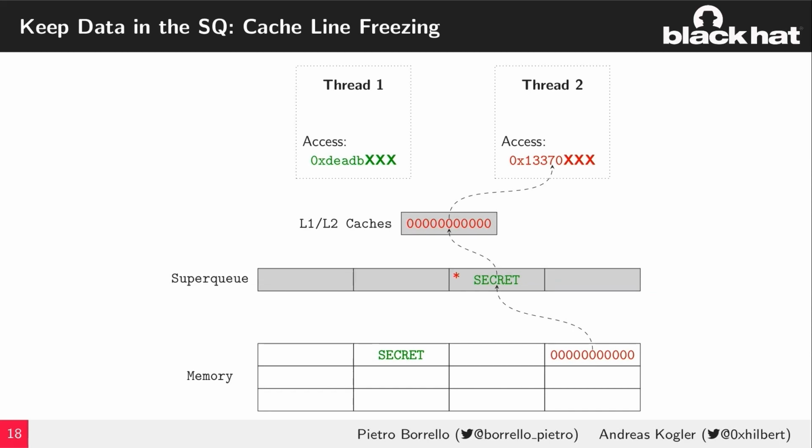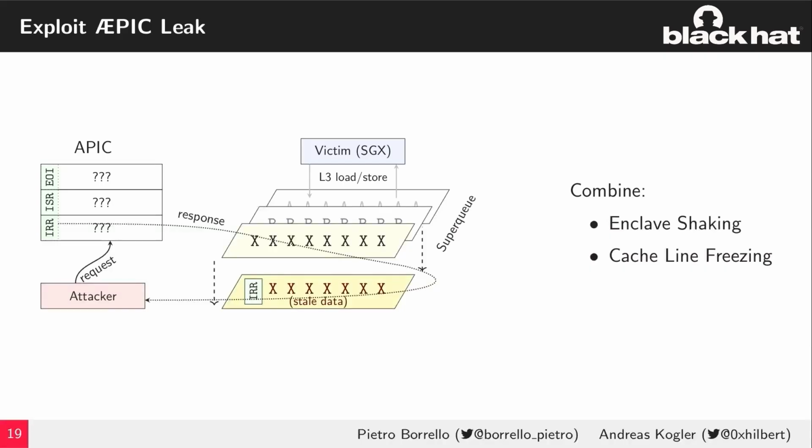Interesting. So if we take a look now, we can see that we have frozen the secret inside the super queue entry. And what we can now do is use APIC, the undefined aligned bytes, to read that secret out of the super queue entry. OK, this is cool. And I guess this is ÆPIC Leak. Yes. So ÆPIC Leak just combines all these techniques.